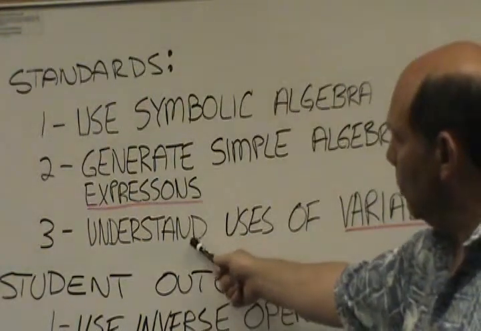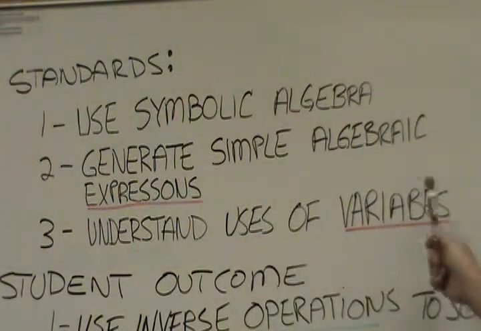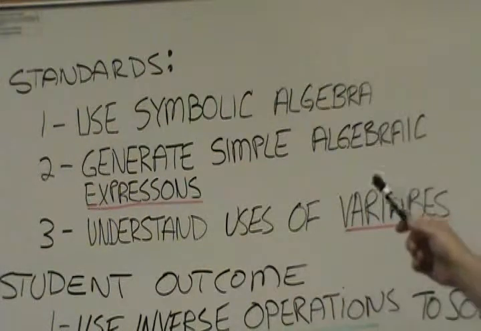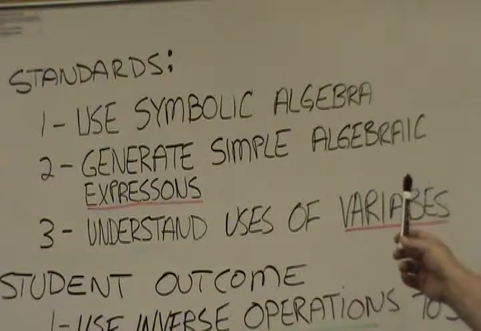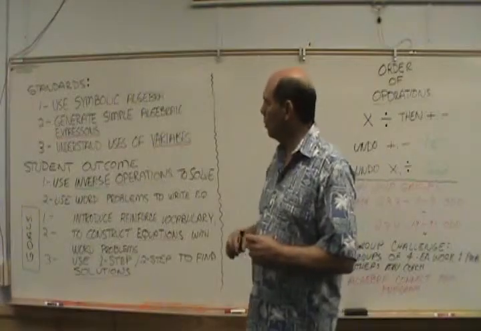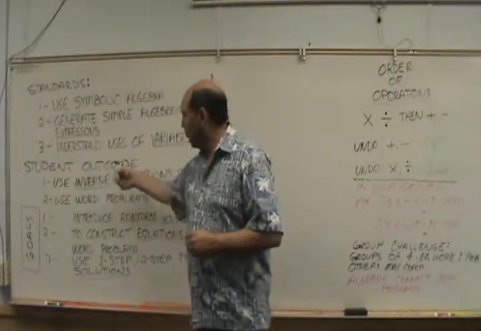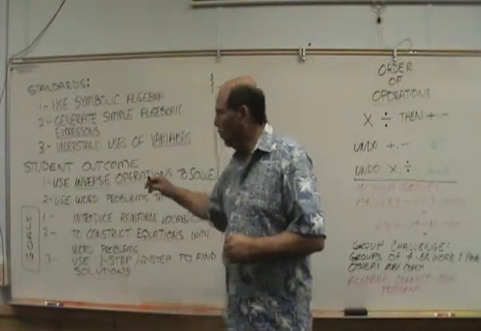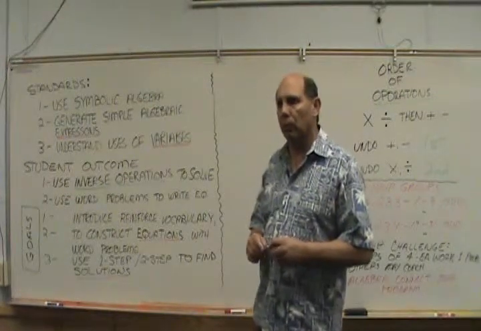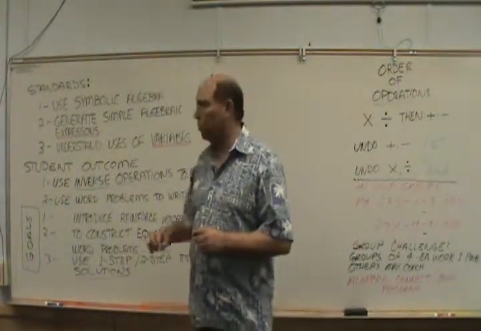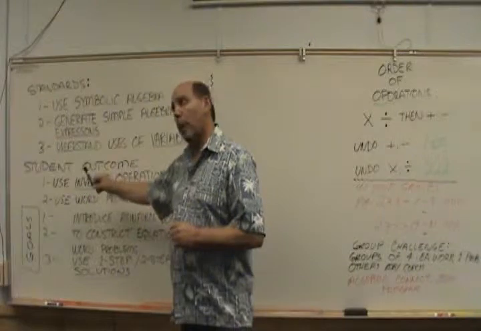Third, you're going to understand the use of variables. The variables are an important item in understanding algebra. It's a group of numbers. Next, we're going to be going over the student outcome. When we're done with the section, what is it that you're going to be able to do? What are you expected to master?